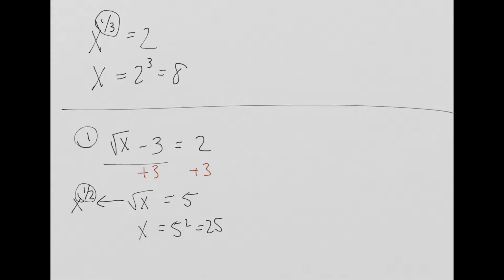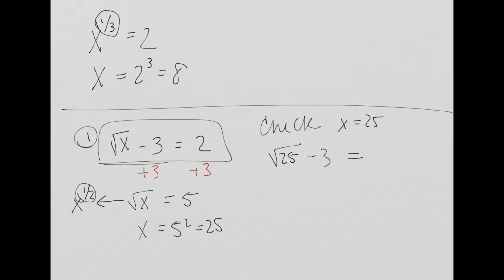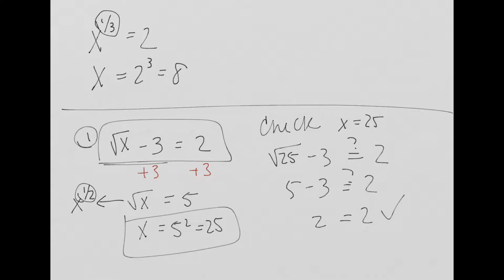Now remember, with radical equations, I have to double check it. So we're going to check our solution over here. What I mean by check is go back to the original equation. Everywhere I see an x, put in a 25. So is it true that the square root of 25 minus 3 equals 2? Let's see. Square root of 25 is 5. 5 minus 3 is 2. So yes, x equals 25 is our solution.